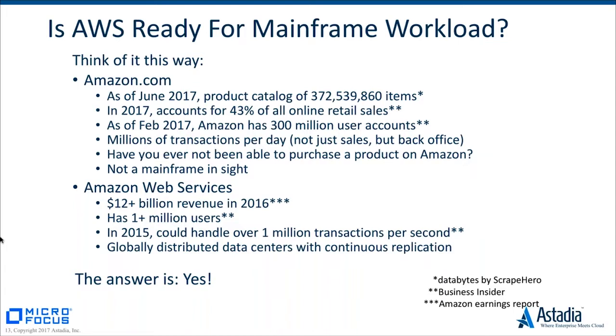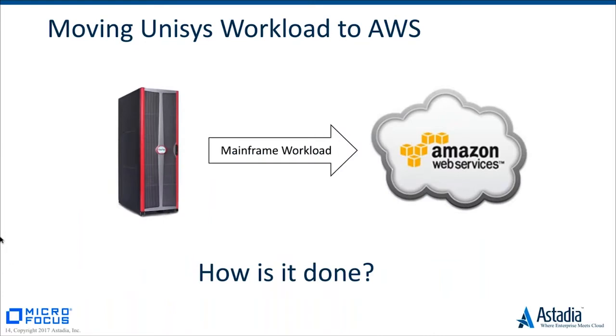In just this past June of 2017, the product catalog of Amazon had over 372 million items. So that in itself is a lot to manage and take care of. They accounted for 43% of all online retail sales and had about 300 million user accounts. So that's a fairly substantial customer base, a lot of data to manage. And they have millions of transactions per day. And we're not just talking about what they sell in the e-tail business, but also all the back office work that goes along with it.